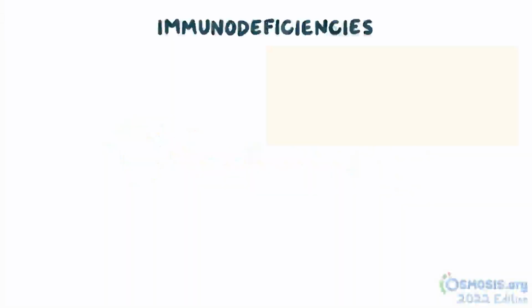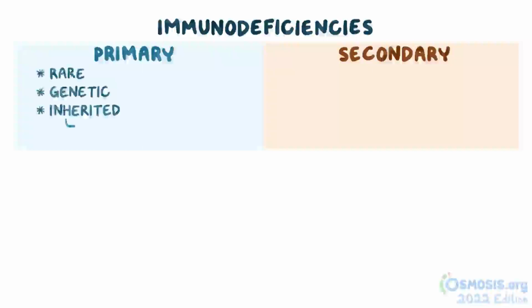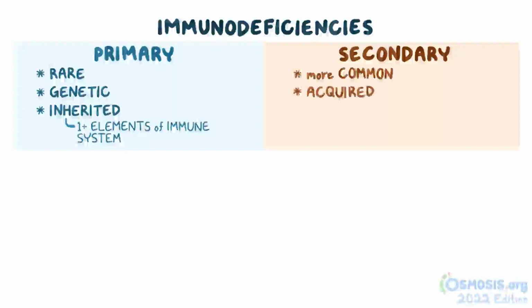Immunodeficiencies can be classified into primary and secondary immunodeficiencies. Primary immunodeficiencies are relatively rare, genetic, and typically inherited defects in one or more of the elements of the immune system. Secondary immunodeficiencies are much more common, acquired disorders that occur as a result of some extrinsic factor affecting the immune system.